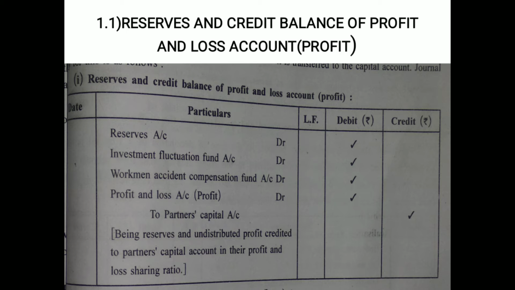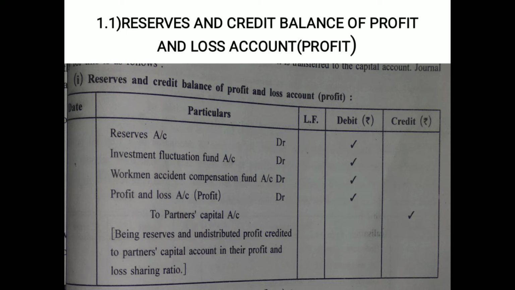Firstly, these things are given on the liabilities side of the balance sheet. Balance sheet always has two sides, and these are the balances given on the credit side, that is the liabilities side of the balance sheet. Now the dissolution of firm takes place. So what to do with these items? I mean the accumulated reserves and undistributed profit. Obviously, the credit balances are to be credited in partners' capital account.